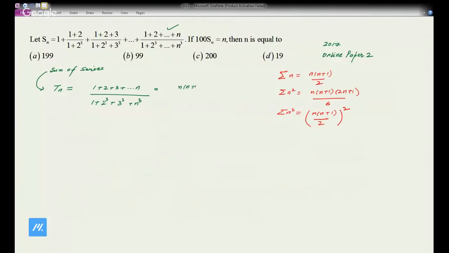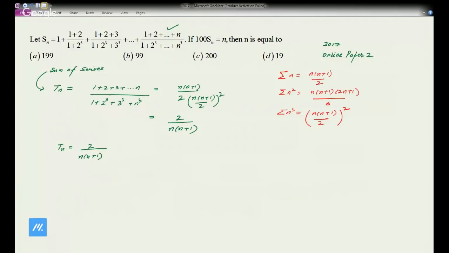So just quickly start solving. This becomes n into n plus 1. This becomes n into n plus 1 by 2 whole squared. So you can now see that this will become 2 by n into n plus 1. Up till now, any problems? I guess there should not be any problems. Okay. So this Tn is basically in terms of partial fractions.